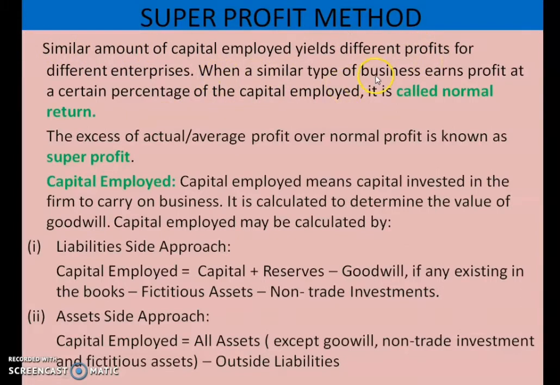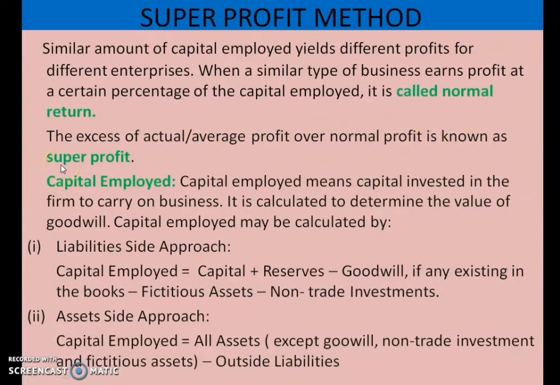When a similar type of business earns profit at a certain percentage of capital employed, it is called normal return. So, if similar types of businesses are earning profit at a certain percentage of capital employed, it is known as normal return, or capital return. The excess of average profit over normal profit is known as super profit.